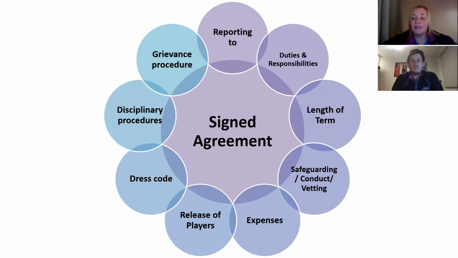And even on the release of players, that could be between teams. So maybe you have a really good under 16 who's also on the minor team. So having real clarity in relation to the release of players in that as well.